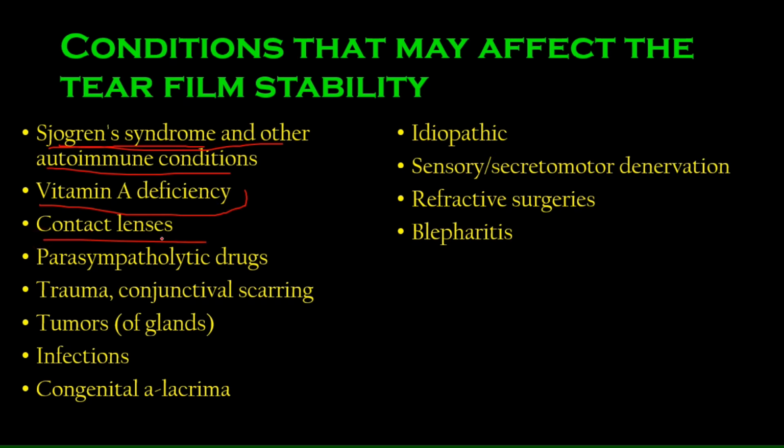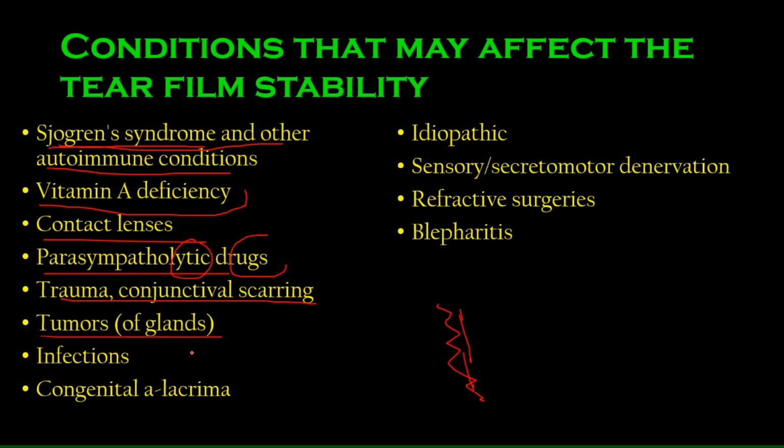Contact lenses can cause dry eye by disturbing all three layers, right? Parasympathetic drugs. If there is a drug which disturbs the parasympathetic system, because we know that the parasympathetic system is the one which does all the secretion in the body. If you stop the parasympathetic system, you will not have tears, and it will result in dry eye. If you have conjunctival scarring, if the conjunctiva is all scarred and ulcerated, the tear film will not be able to deposit properly on it. It will break, and as a result there will be no proper tear film, and dry eye.